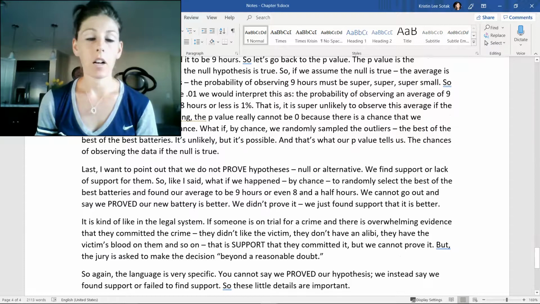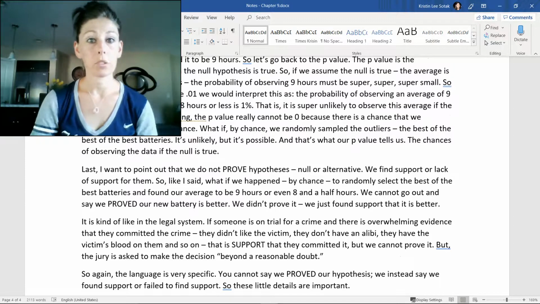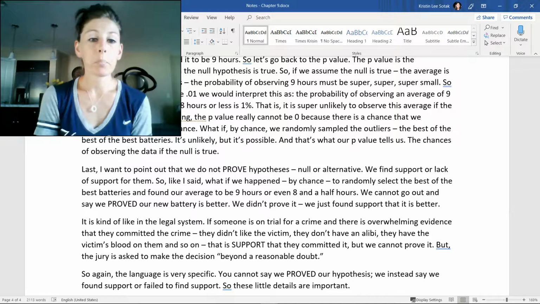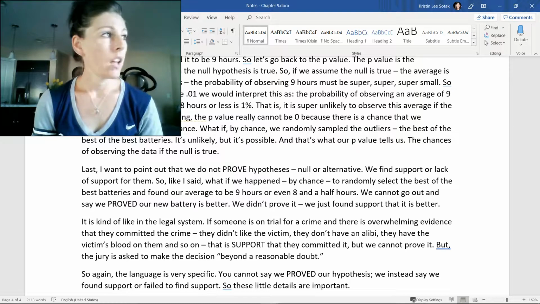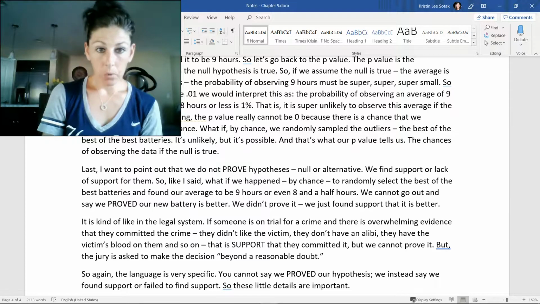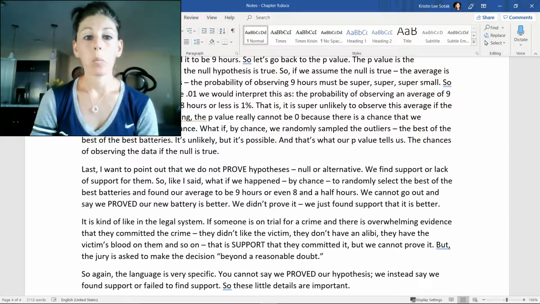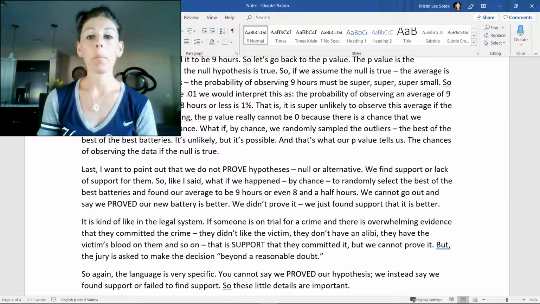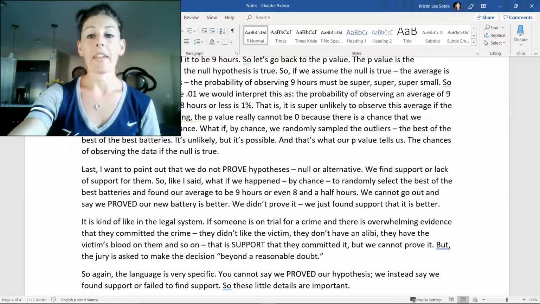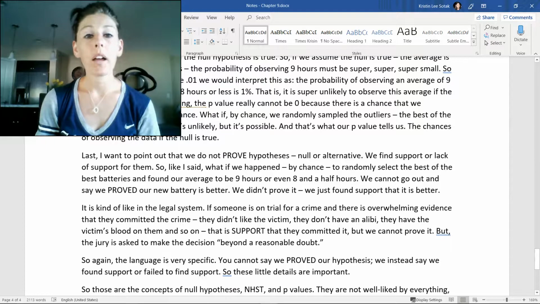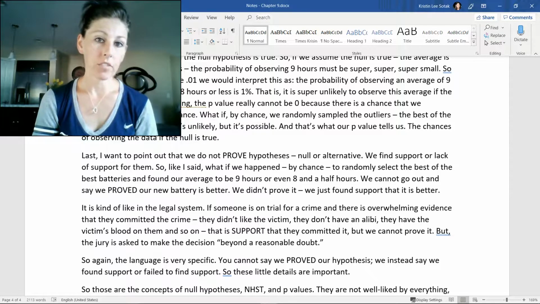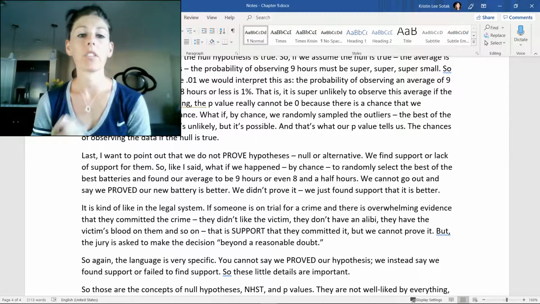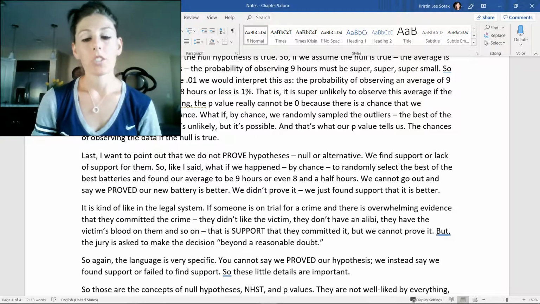So if we went through the whole process and calculated the p-value, which we're going to learn about in this chapter, and we found our p-value to be 0.01, that's less than the standard value of 0.05, so that's statistically significant. We would interpret this p-value as: the probability of observing an average of 9 hours, if the true average is 8 hours or less, is only 1%. So there's a 1% chance that we would observe this average of 9 hours if the true population parameter was 8 hours or less. That's what the p-value tells us.